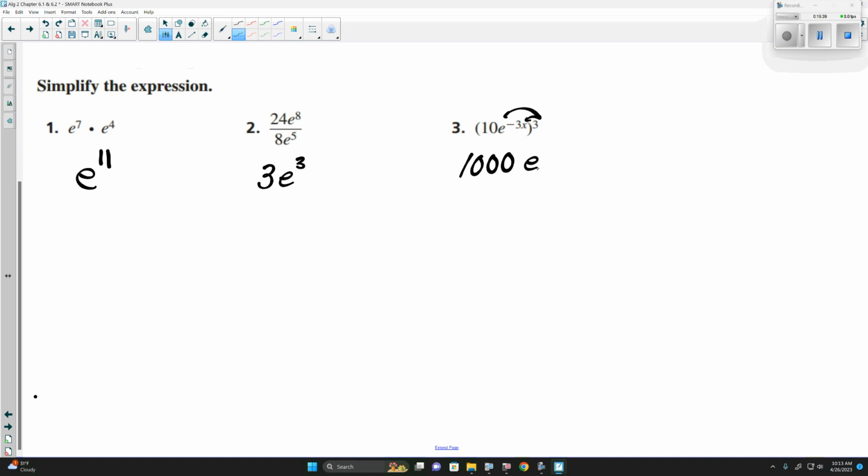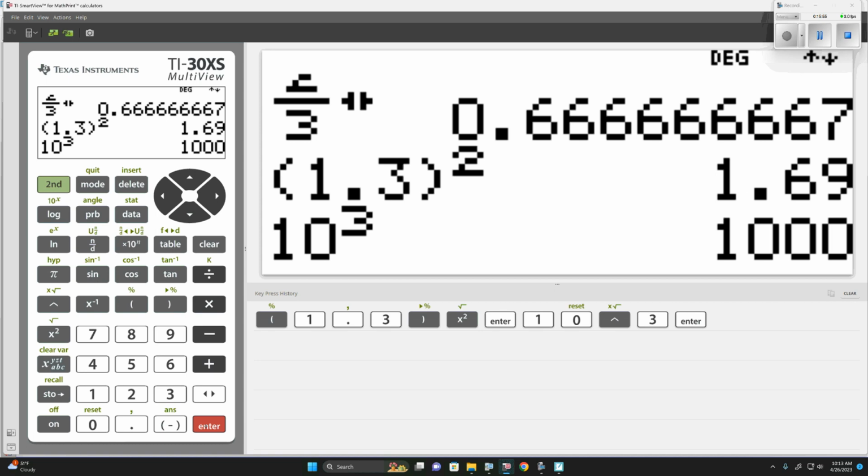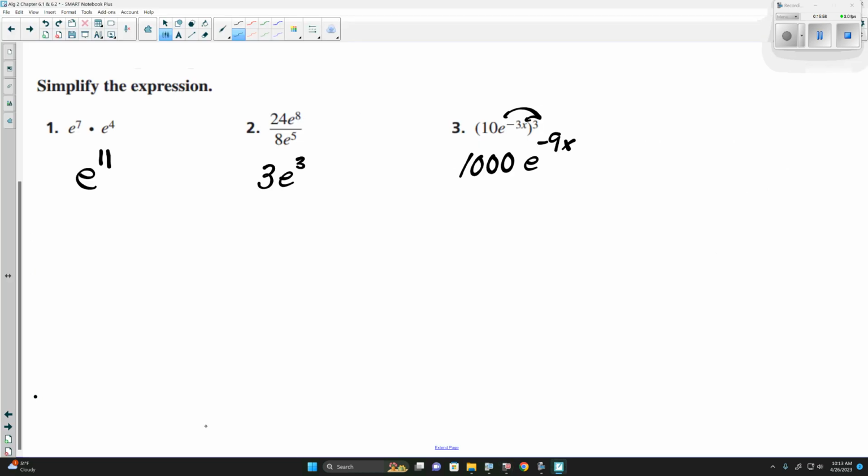e. So negative 3x and 3 would multiply. Powers of powers multiply. And to make the exponent positive, we would move it from the numerator to the denominator.